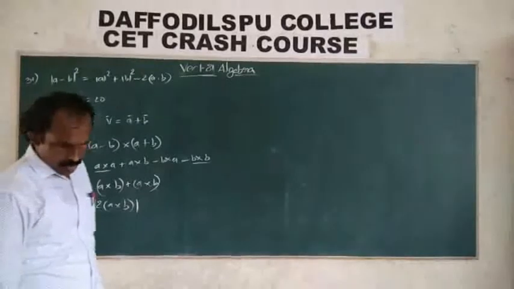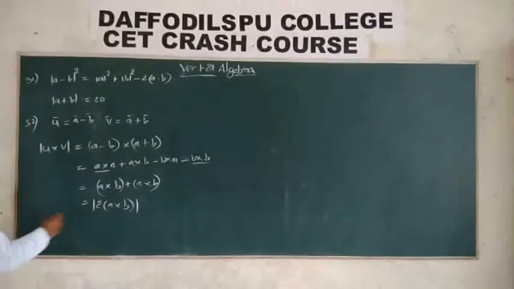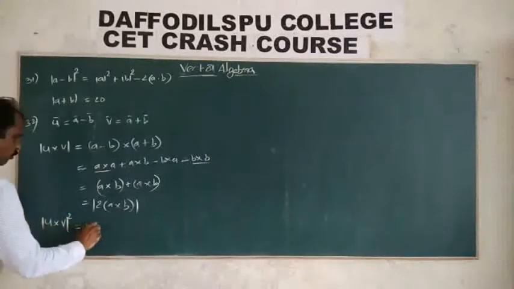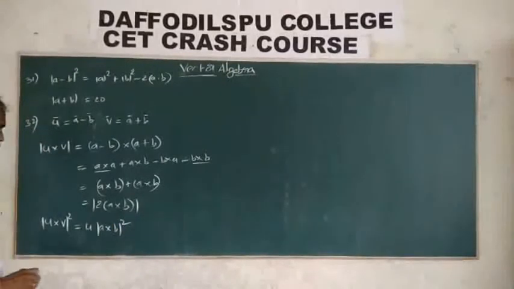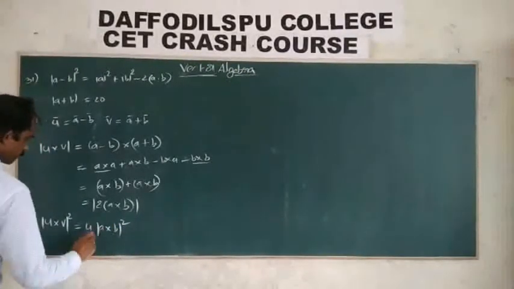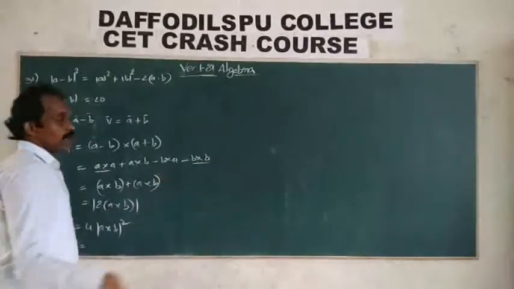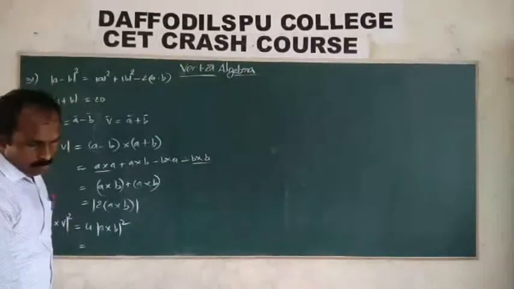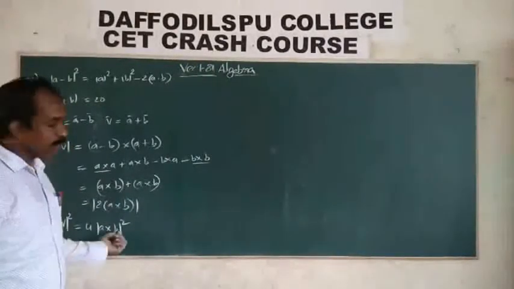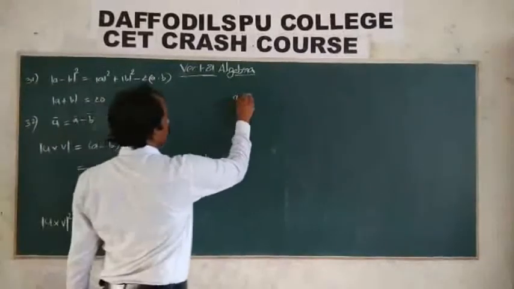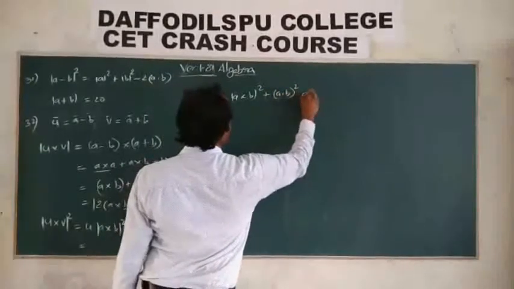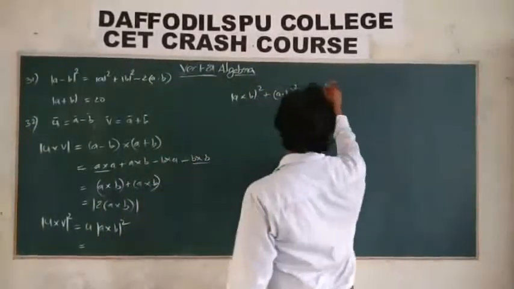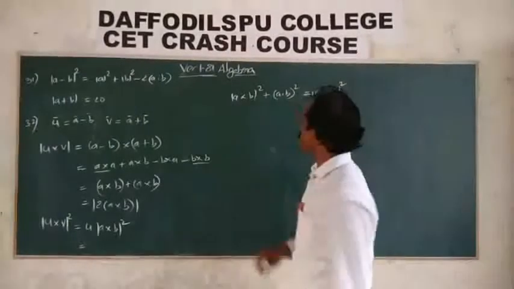Then they ask, let's take the square. u cross b whole square is equal to 4 into a cross b whole square. In the previous problem, problem number 27, apply one formula: modulus of a cross b whole square plus a dot b whole square is equal to mod a square into mod b square.